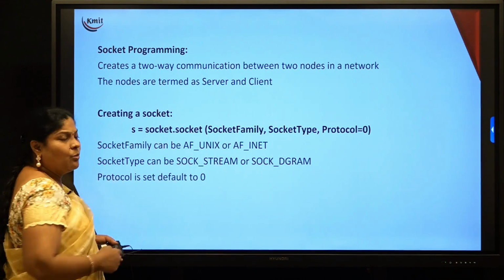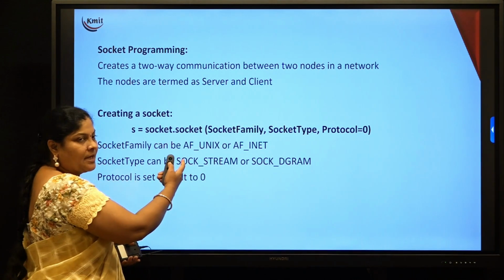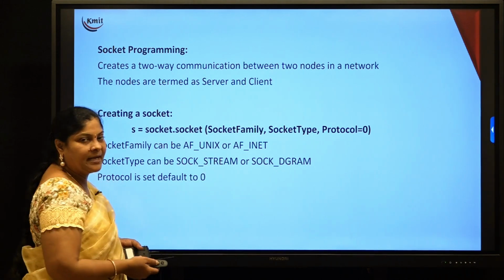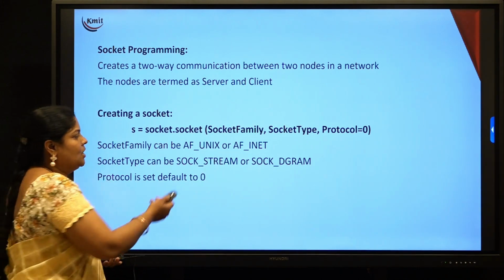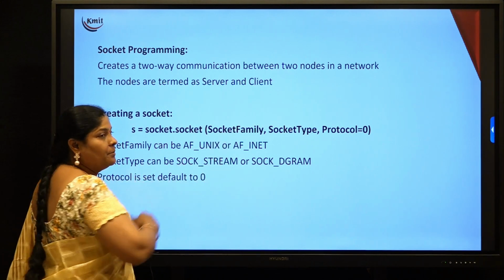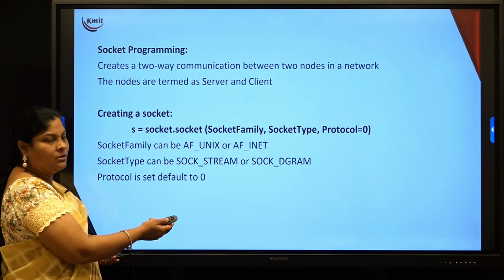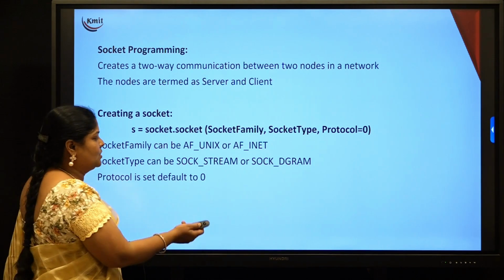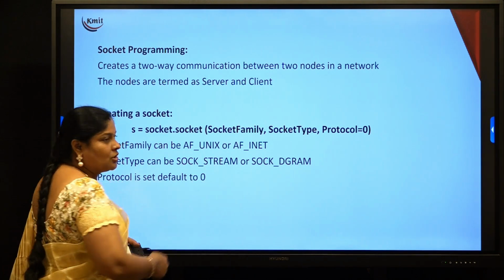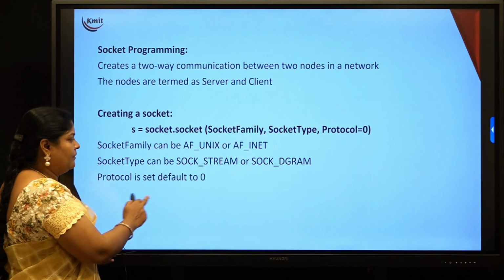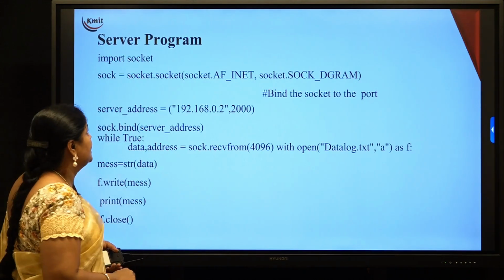Socket family is what type of address family you are using, Unix or IP addresses, whether IPv4 or IPv6; we mention that in the socket family. Then socket type, whether you want connection-oriented or connectionless: SOCK_STREAM or SOCK_DGRAM. Next, we set the default protocol as 0.